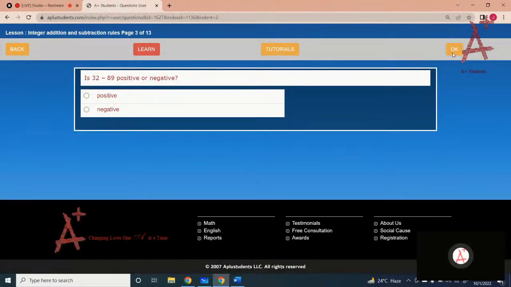Okay, is 32 minus 89 positive or negative? So you are subtracting the greater number from the smaller one, isn't it? 89 is greater. So the answer must have the sign of the greater number. The answer must be negative. Got it?